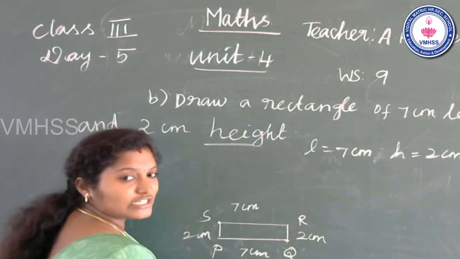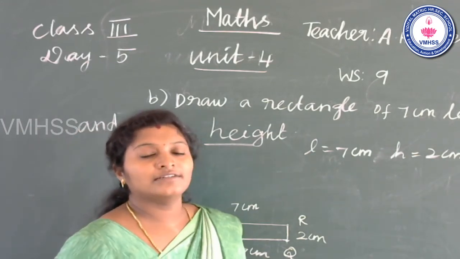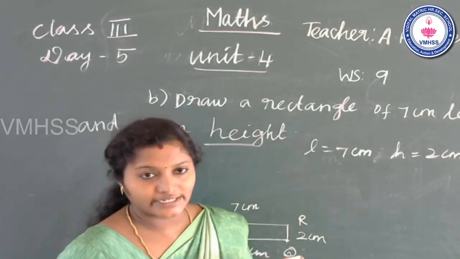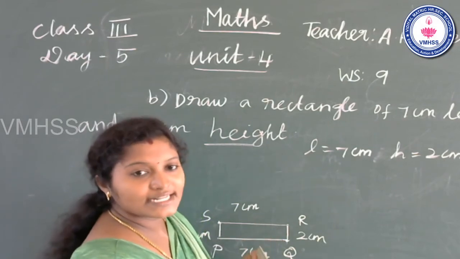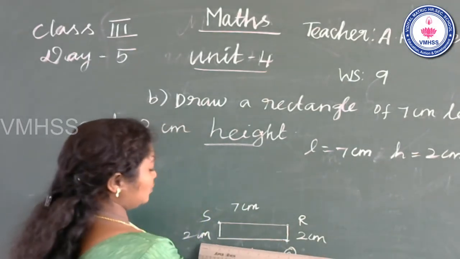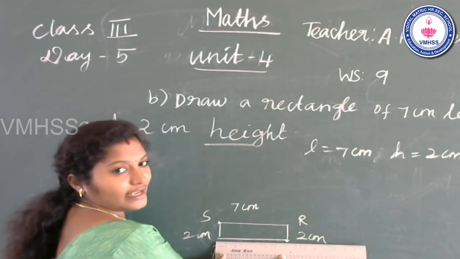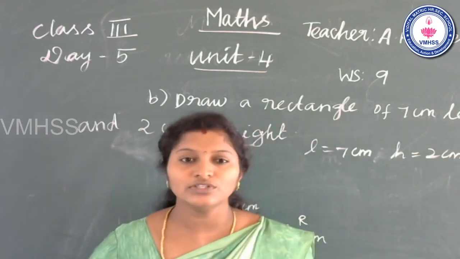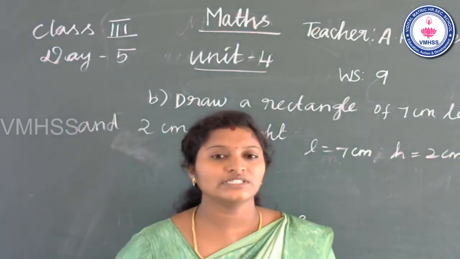Once again we recall. What is the first step? The main tools are ruler and set square. Take a pencil to draw one horizontal line of 7 centimeter. What is the next step? You take a set square. Point out 2 centimeter.